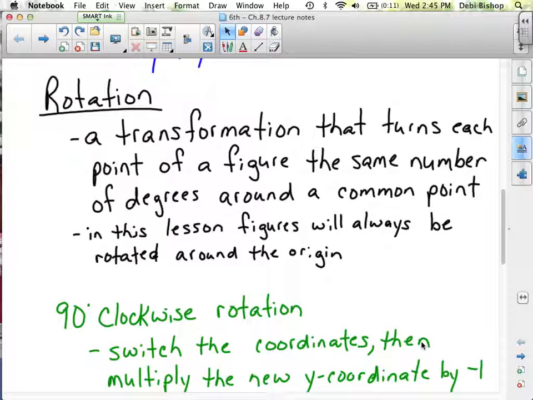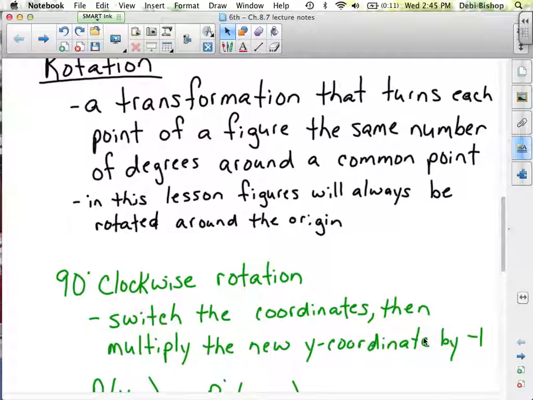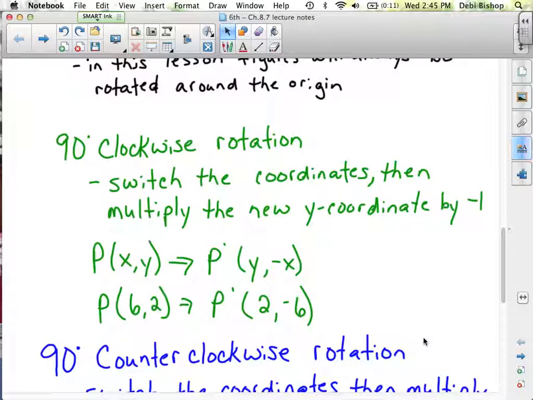So, a 90-degree clockwise rotation. What you do is you switch your coordinates, and then you multiply the new y coordinate by negative 1. So for example, if your point P is xy, then our rotated image would be y, negative x. That would be our new coordinates. Here's an example. If your original coordinates were 6, 2, and you wanted to do a 90-degree clockwise rotation, your new one would be 2, negative 6. And you can see here that that is y, negative x.